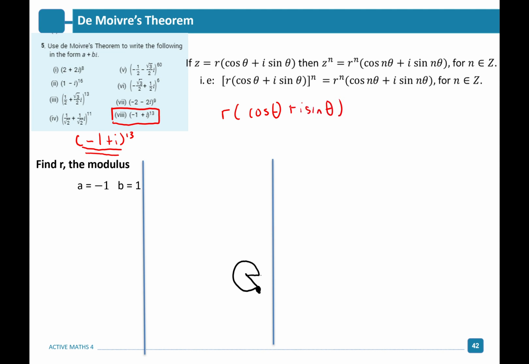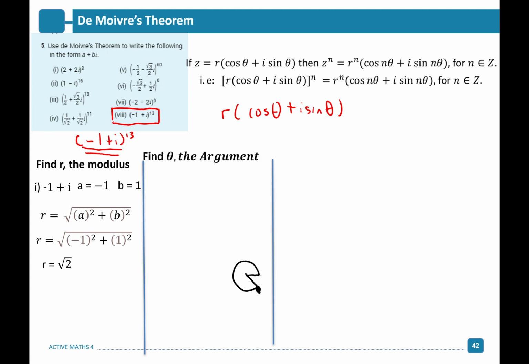So the first thing I'm going to do here is find my modulus. My modulus is equal to the square root of a squared plus b squared, where a is my real value and b is my imaginary value. In this case, a is equal to minus 1 and b is equal to 1. Substituting these values into our formula for the modulus, we get r is equal to the square root of minus 1 squared plus 1 squared. This gives us r is equal to root 2.